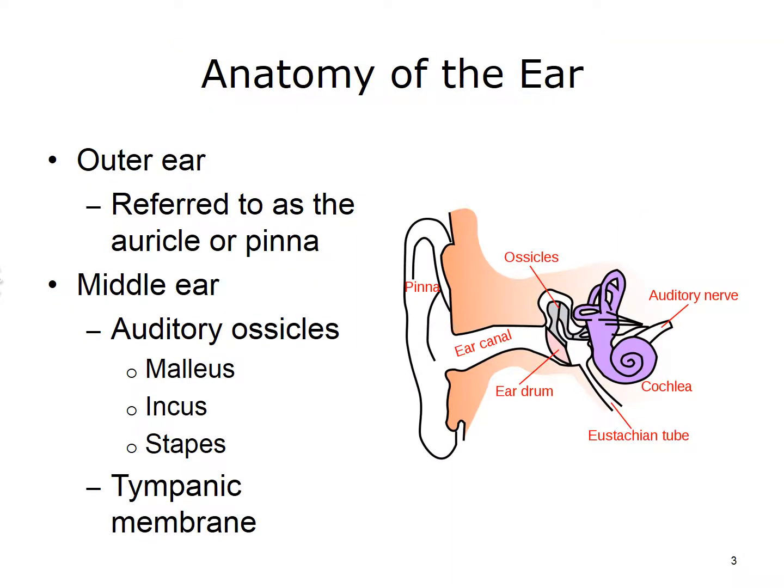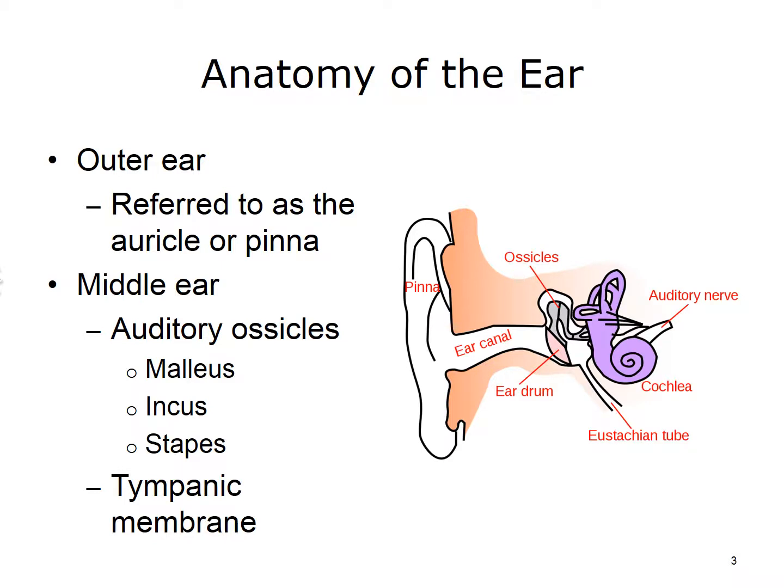Let's start with the anatomy of the ear. Your ear has three main parts: outer, middle, and inner. We use all three parts of the ear to hear. Sound waves travel through your outer ear. These sound waves reach your middle ear, where they make your eardrum move or vibrate.